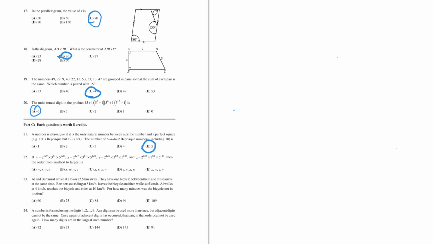Number 22. If w equals 2 to the power 129 times 3 to the 81 times 5 to the 128, x equals 2 to the 127 times 3 to the 81 times 5 to the 128, y equals 2 to the 126 times 3 to the 82 times 5 to the 128, and z equals 2 to the 125 times 3 to the 82 times 5 to the 129, then the order from smallest to largest is.